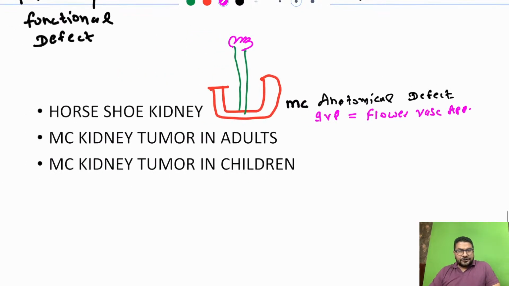Most common kidney tumor in adults. Anyone? Which will it be in adults? It is RCC. But in children it is Wilms tumor.